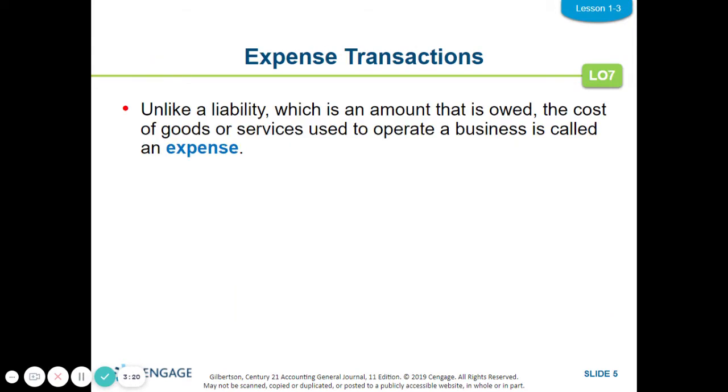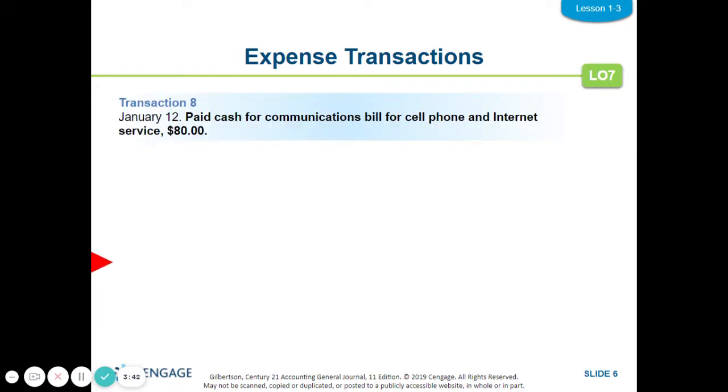So an expense. An expense is an amount that a business has to pay basically to operate their business. It could be a cell phone bill. It could be rent. It could be rental expense. All kinds of different expenses that come into play when you run a business. And the owner is responsible for paying those expenses. So expenses are going to decrease our owner's equity account.